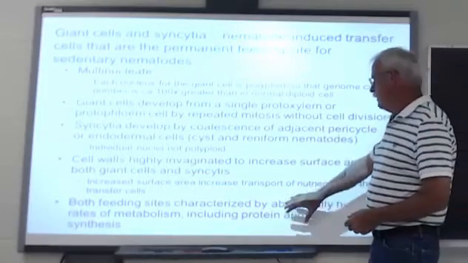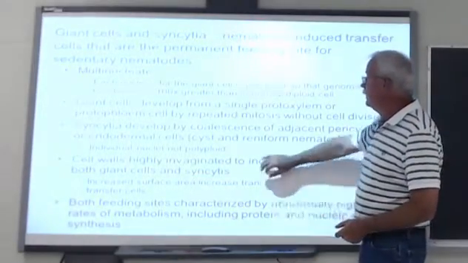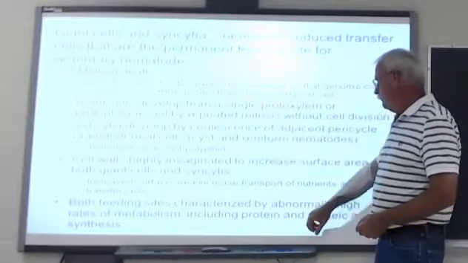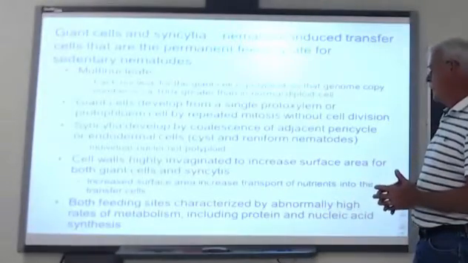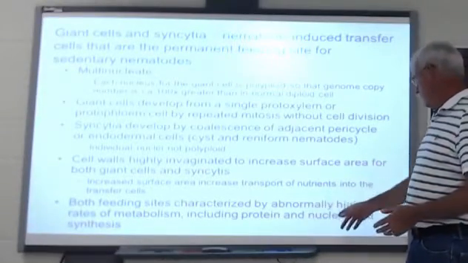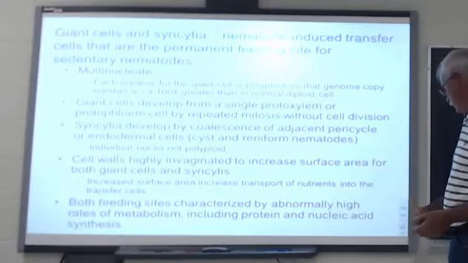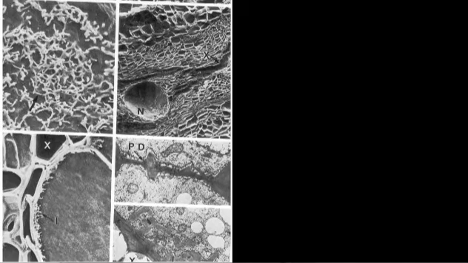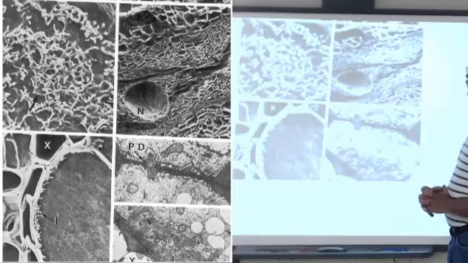Hence, they are actually very similar to other plant transfer cells. In both cases, these giant nuclei in large cells are characterized by abnormally high rates of metabolism, including protein and nucleic acid synthesis. These old scanning electron micrographs show some of the cell wall abnormalities of a giant cell.